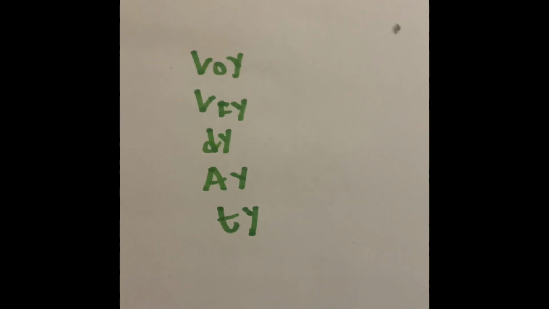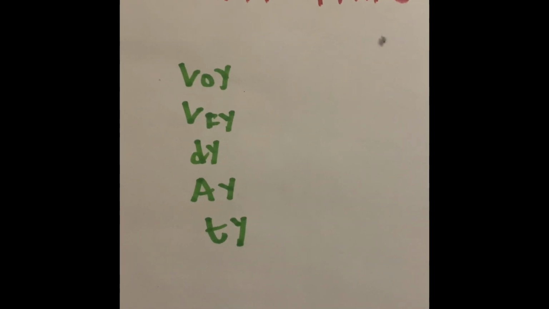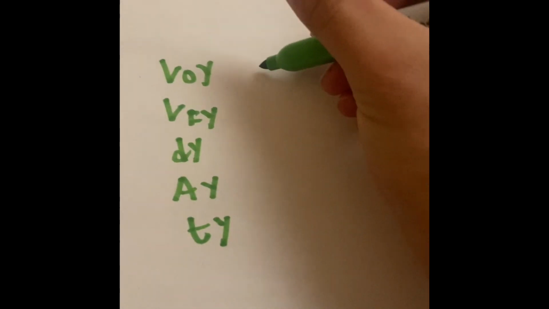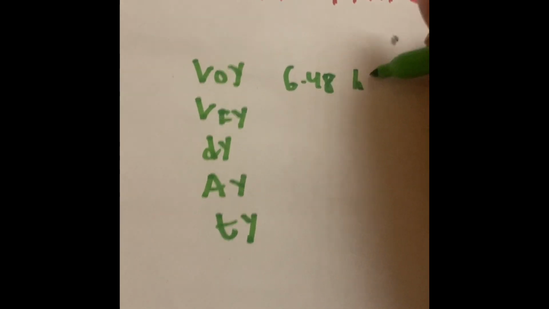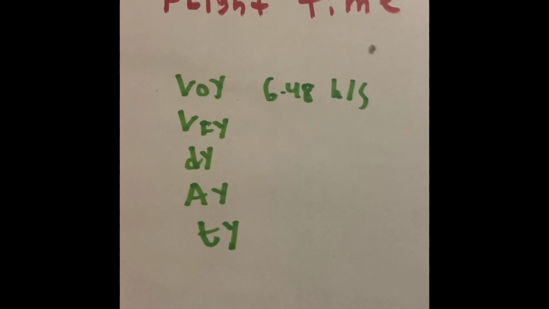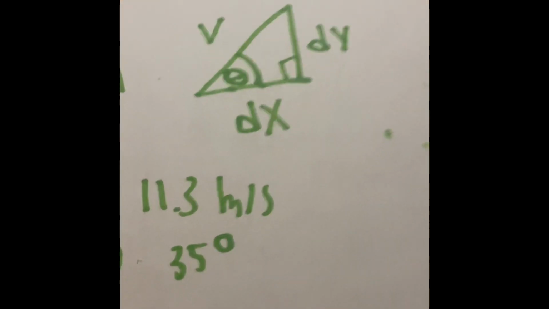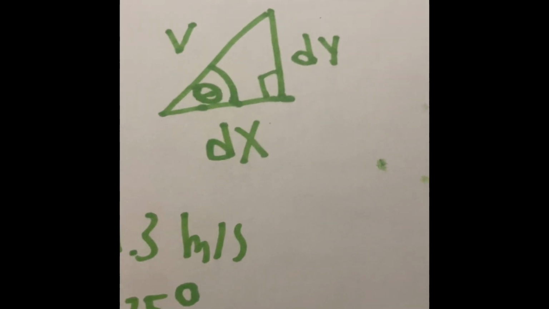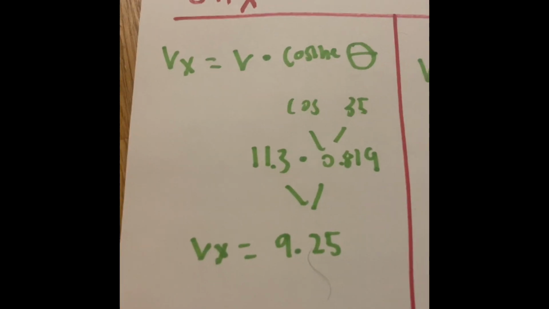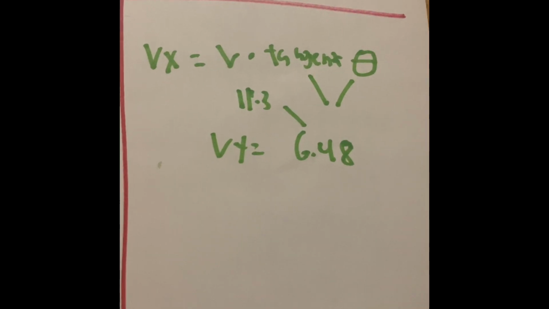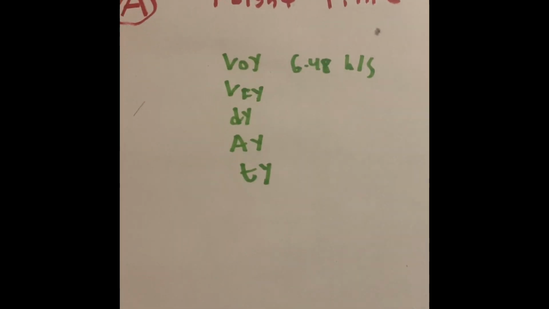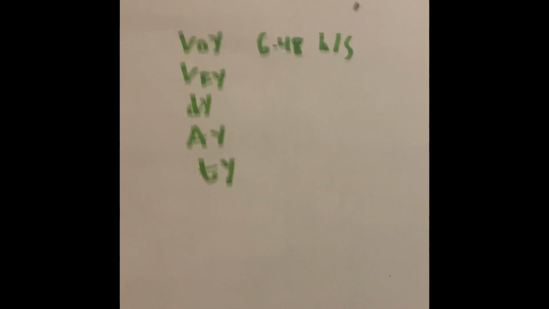So we know that our initial velocity is going to be 6.48 meters per second. We're not going to use 11.3 meters per second because that is what helped us find the values of that triangle. And since we're looking at flight time, we're going to work with Vy. So Vy is going to be 6.48 meters per second.